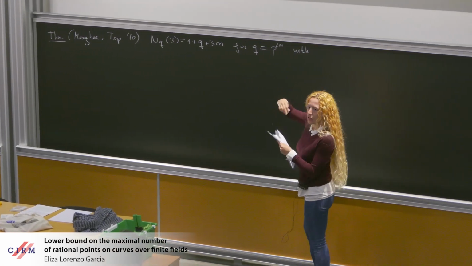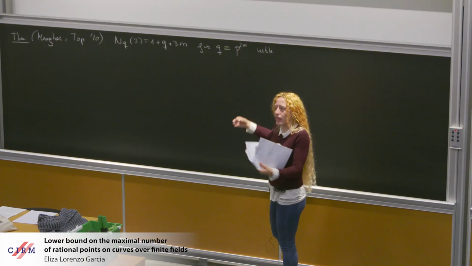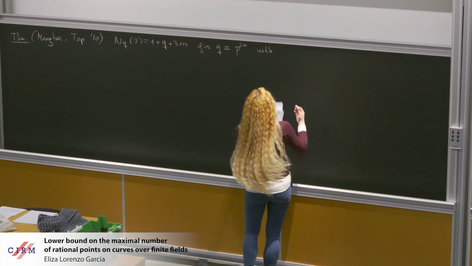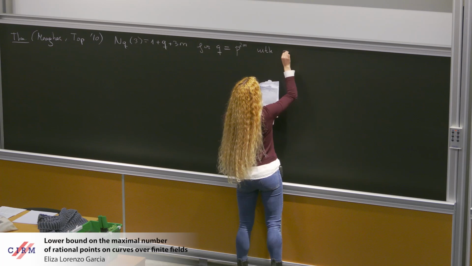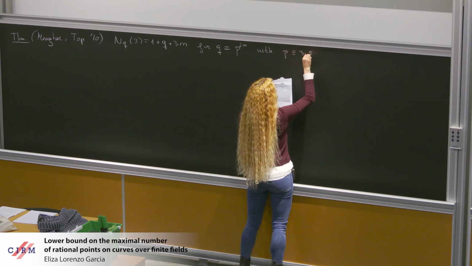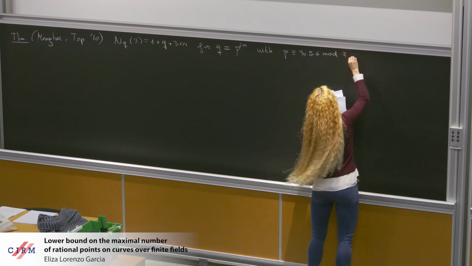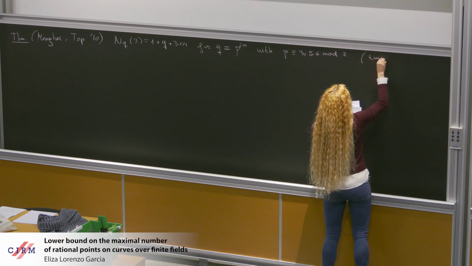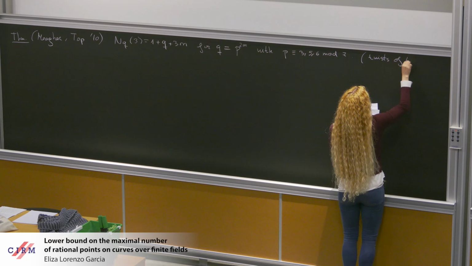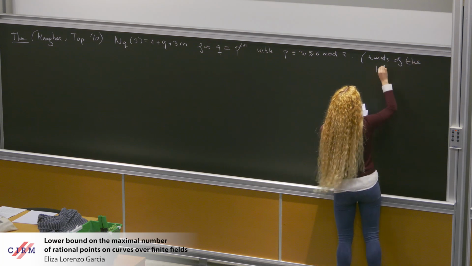You know that I like the Klein quartic a lot, so this is why I decided to choose this result. With p congruent to 3, 5, or 6 modulo 7. And again, this is made with a twist of the Klein quartic.